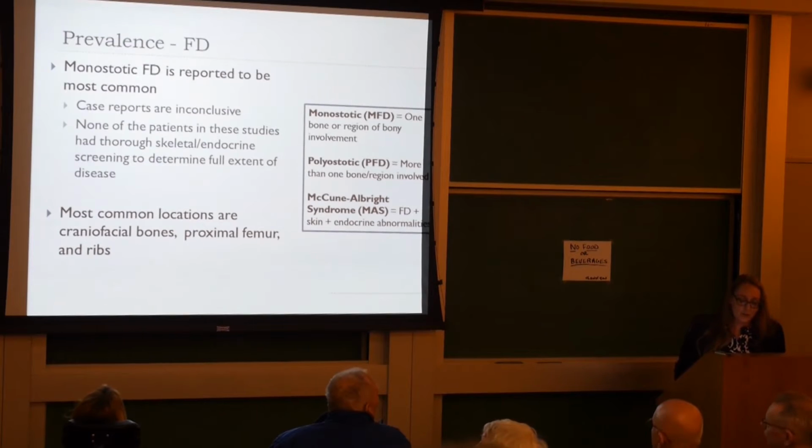So just a word about prevalence. As we heard before, monostotic fibrous dysplasia is reported to be the most common, but unfortunately, these case reports are mostly inconclusive, and in a lot of these studies that were done, these patients hadn't had a thorough workup, so we really don't understand the extent of the disease. And also, as we heard, the most common locations are the craniofacial bones, the proximal femur, the pelvis, and the ribs.